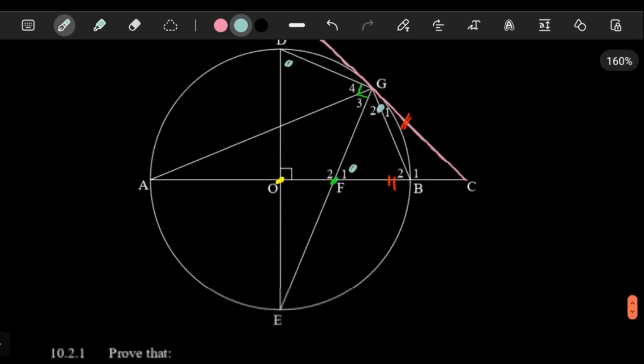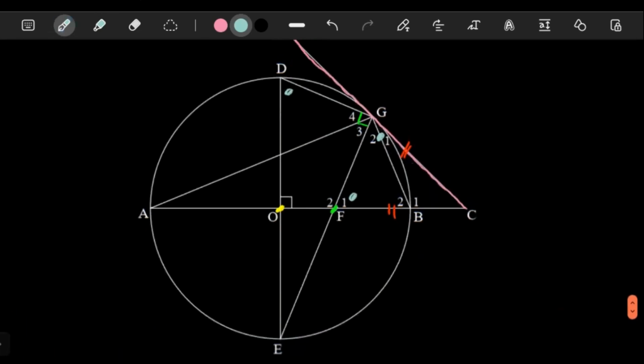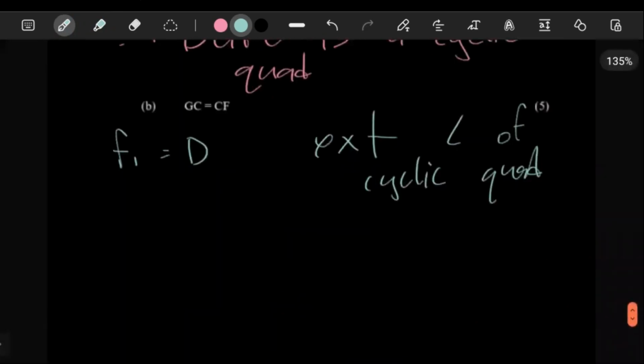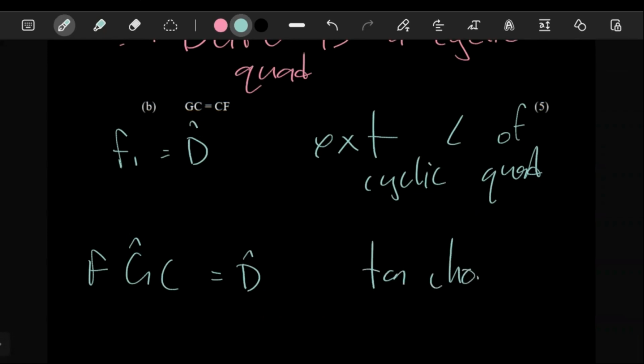Fortunately, we have the tan chord theorem here. Remember, the angle between a tangent and a chord. You see, there's a chord here. This is the tangent, this is the chord. Now, you're seeing that G1 plus G2, which is the angle over there, is equal to D. So you see, FGC is equal to D. FGC is equal to D. The reason is tan chord theorem.